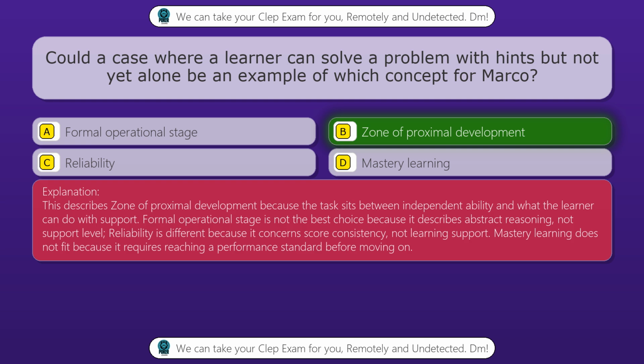This describes zone of proximal development because the task sits between independent ability and what the learner can do with support. Formal operational stage is not the best choice because it describes abstract reasoning, not support level. Reliability is different because it concerns score consistency, not learning support. Mastery learning does not fit because it requires reaching a performance standard before moving on.